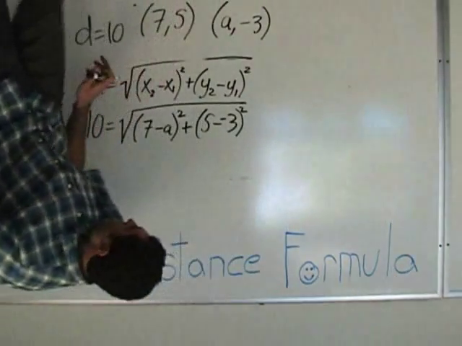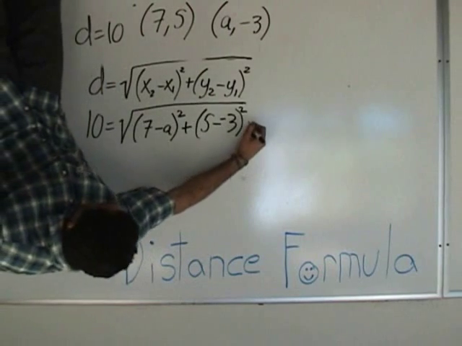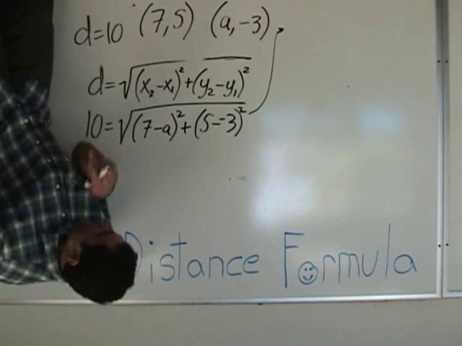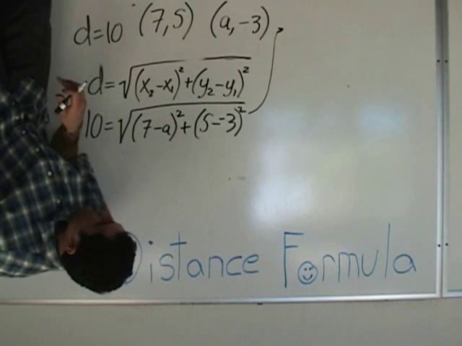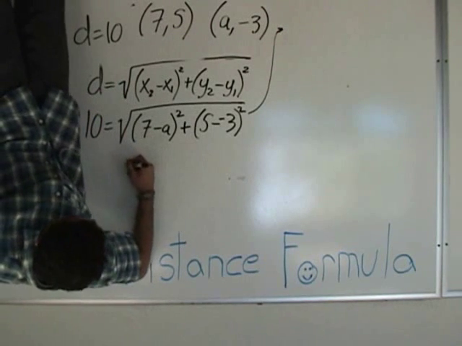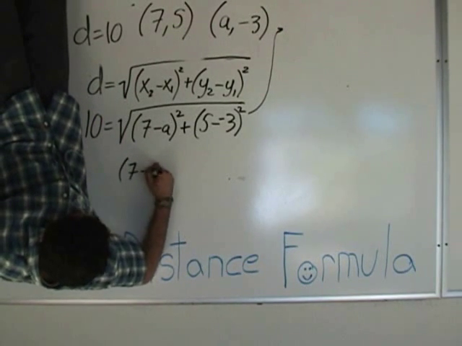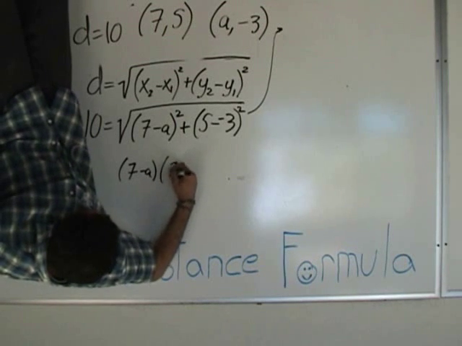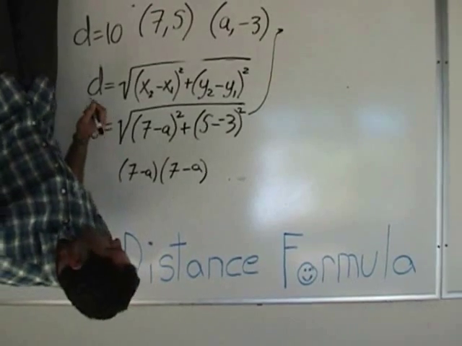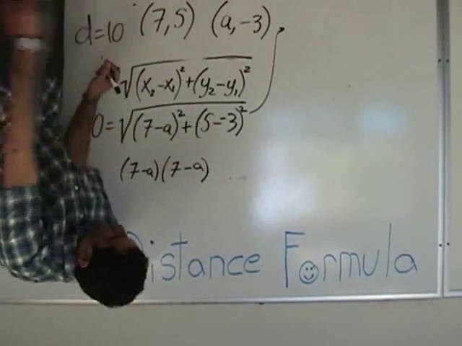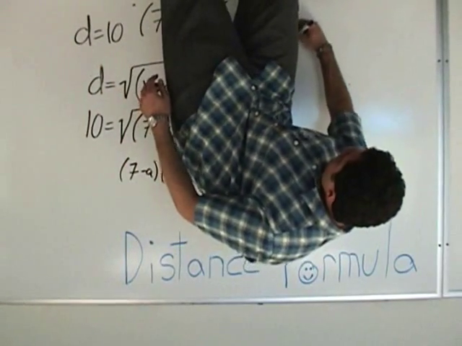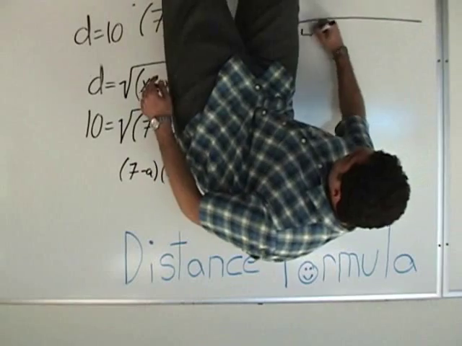Alright, so let's do it. Here it comes. What's 7 minus a, squared? You tell me. Write 7 minus a, 7 minus a. Foil it. We foil this bad boy. Lovely. So 49. Here we go, long square root again.